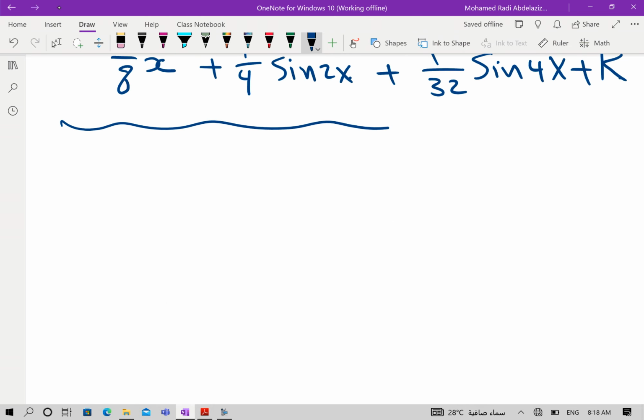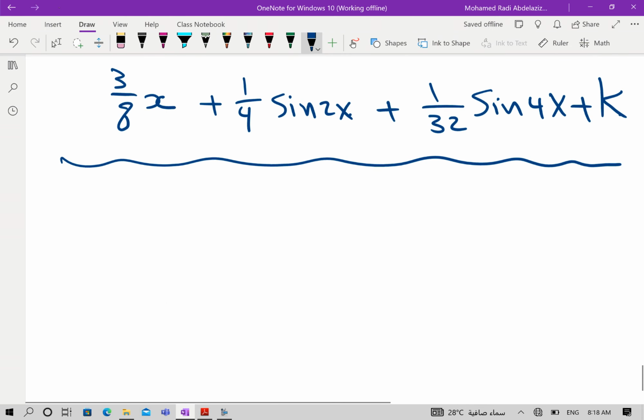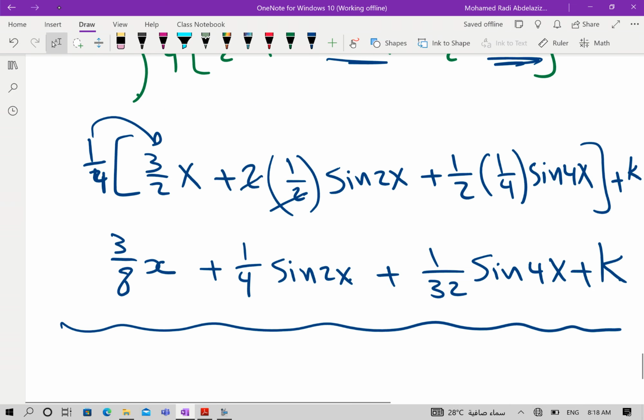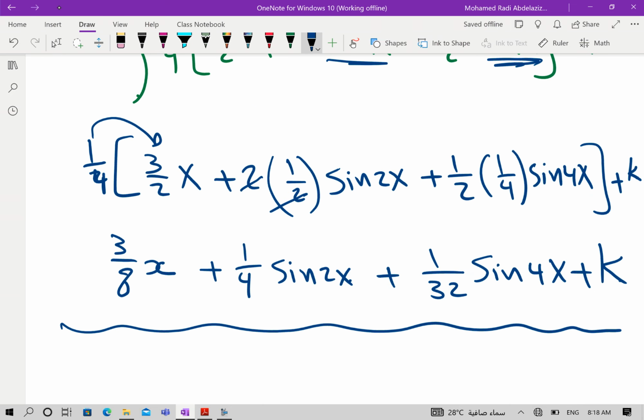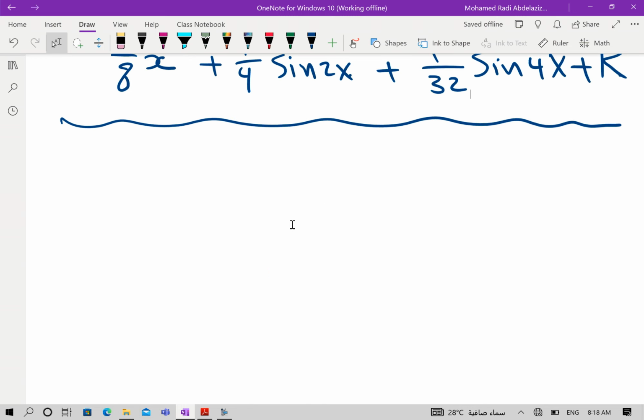Does it matter if it's sine 2x or sine x? Sine 2x or sine x? For integration, we have cosine x or cosine 2x, cosine 2x and cosine 4x. Cosine x, cosine 2x, there's a difference. For integration, it's cosine x power 2 and cosine 2x power 2, or power 4. Okay?